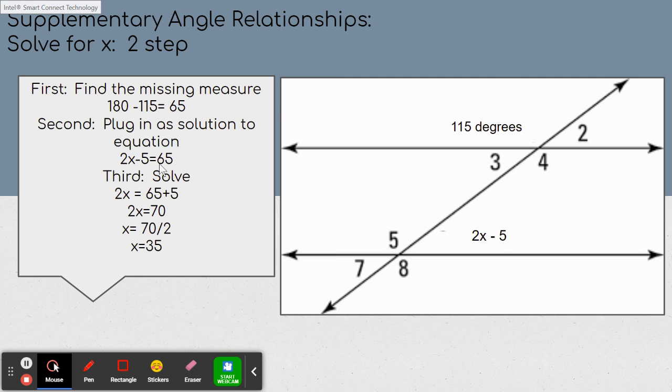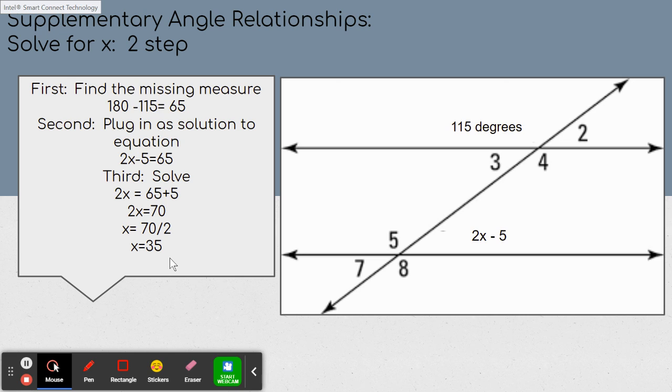So we're going to plug that into the equation. We end up with 2x minus 5 equals 65. We do the inverse operation: 2x equals 65 plus 5. We get 2x equals 70. And then we're going to get rid of the 2 by dividing. So we end up with x equals 70 divided by 2, or x equals 35.